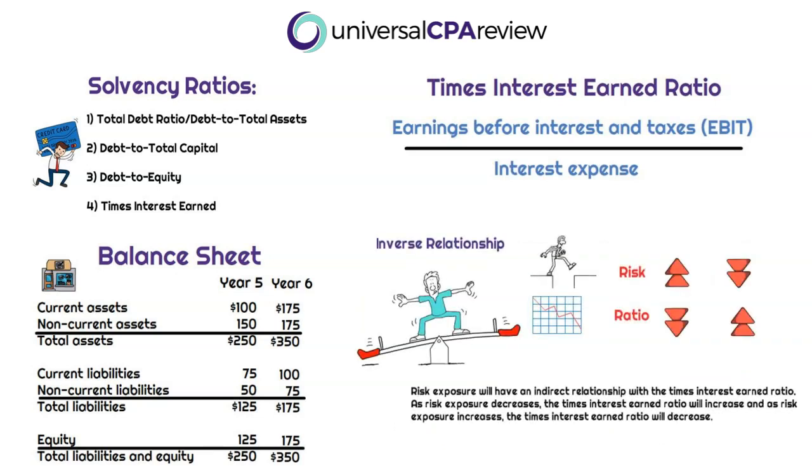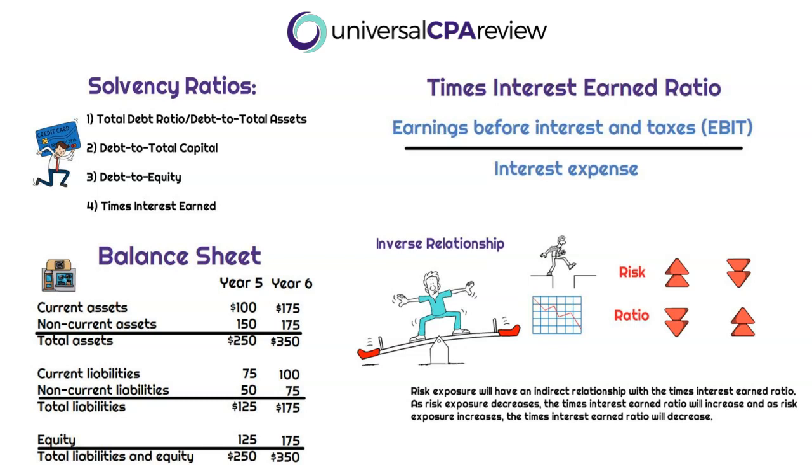So as you can see in the visual, the times interest earned ratio and risk, they have an inverse relationship because again, we want that ratio to be as high as possible. So if that ratio is going down, then risk is going up. If that ratio is going up, then guess what? Risk is going down, right? So if we think about it, inverse relationship between risk and the times interest earned ratio.